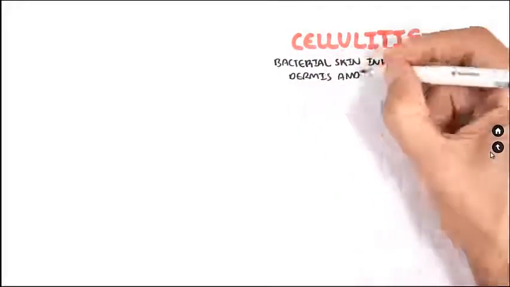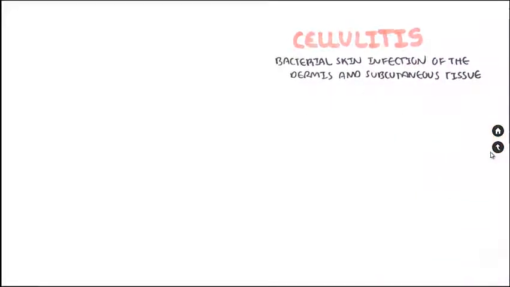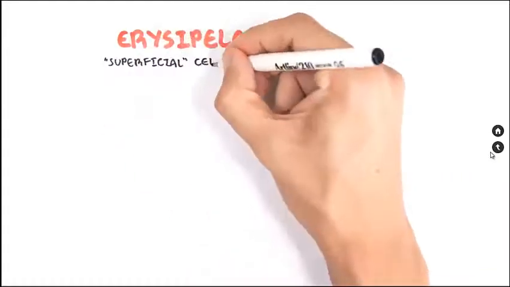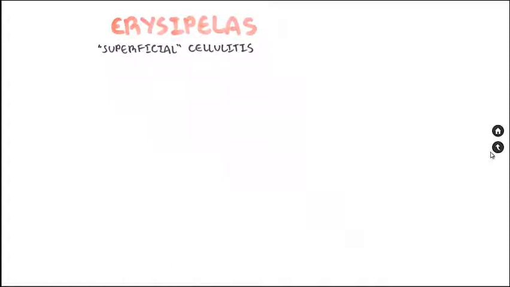Hello, in this video we're going to talk about cellulitis and erysipelas, which are bacterial skin infections. Cellulitis is a bacterial skin infection of the dermis and the subcutaneous tissue. The normal presentation of cellulitis is an infection in the lower limb, such as near the tibia, for example. A good differential for cellulitis is another bacterial skin infection called erysipelas, which is actually known as superficial cellulitis because it is an infection of the superficial dermal layer.